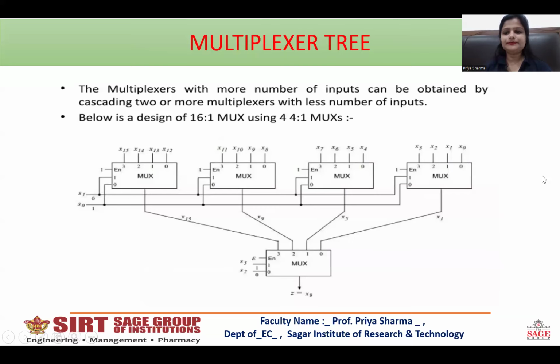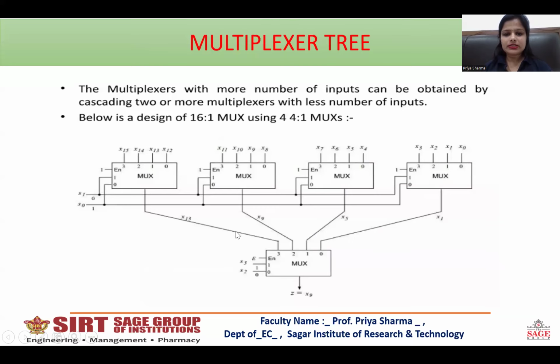So how will it work? You can easily go through these 4 is to 1 multiplexers as I have explained earlier. Like when S0, S1 are 0, 0, X0 will be the output of this. When 0, 1, then X1 will be the output, and the same here.